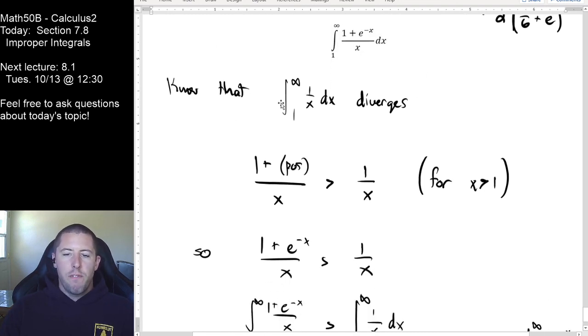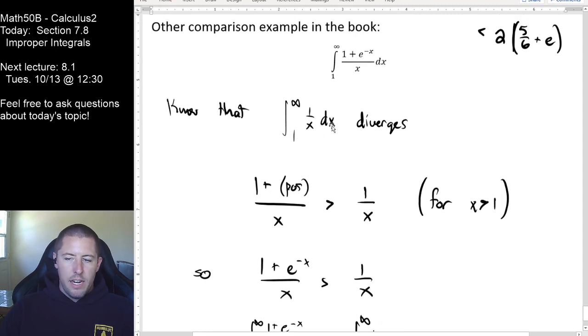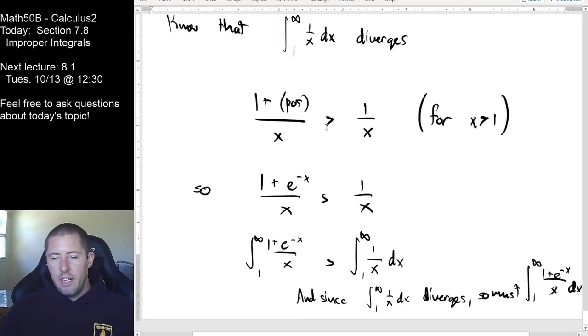But I know for sure that something that's smaller than it diverges to positive infinity. So since this is bigger than something that diverges to infinity, this must always be heading off to infinity then.